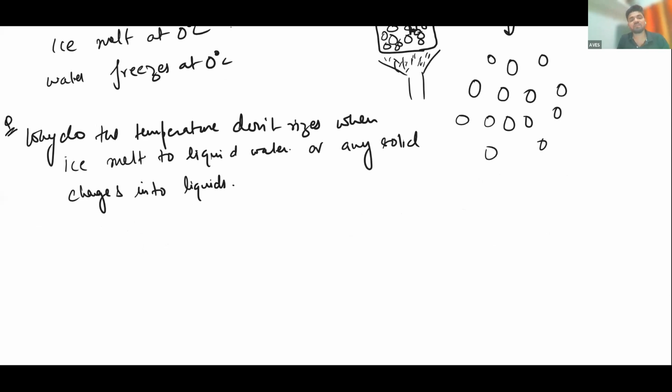So the answer to this question is that all the heat that we are using here is going in overcoming the force of attraction between the particles of solids. So we'll simply say that where the heat goes, it goes in overcoming the force of attraction, and that is known as latent heat of fusion.